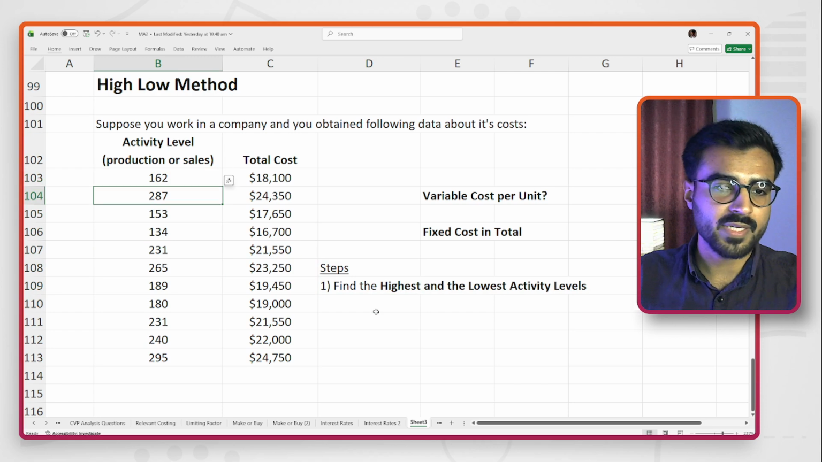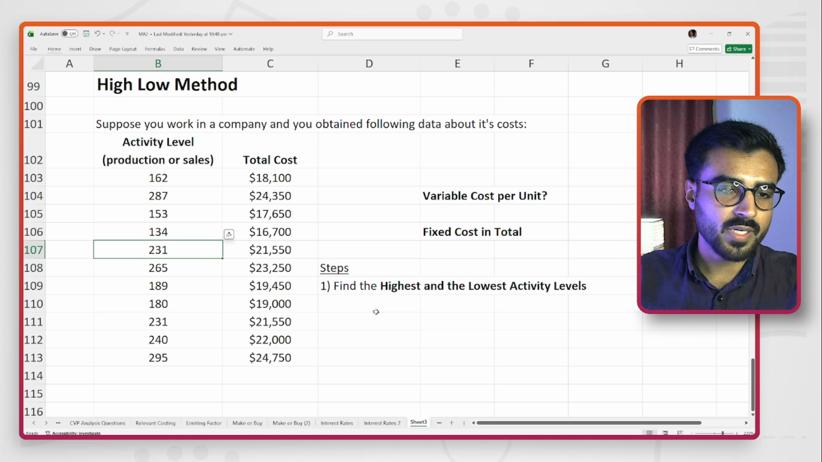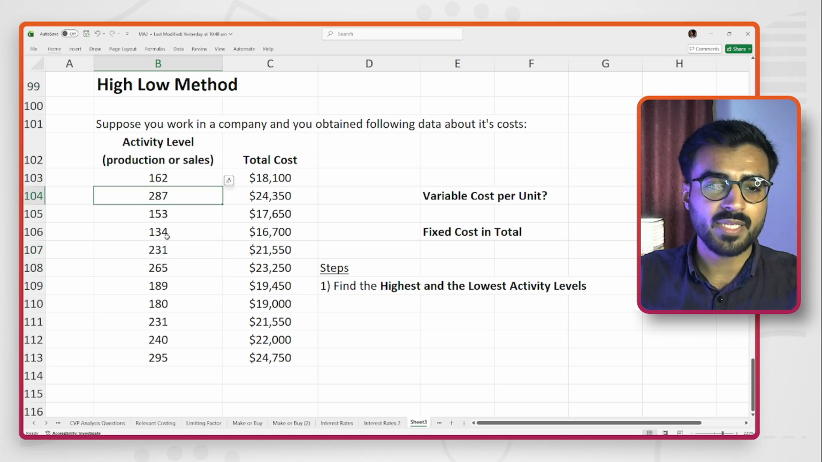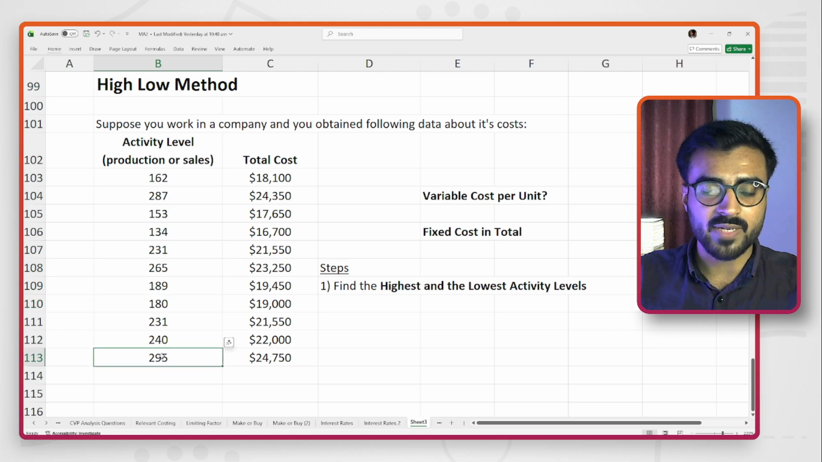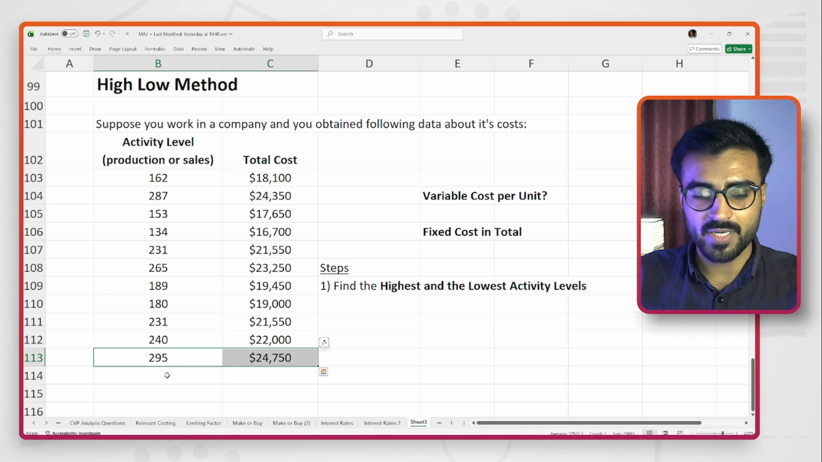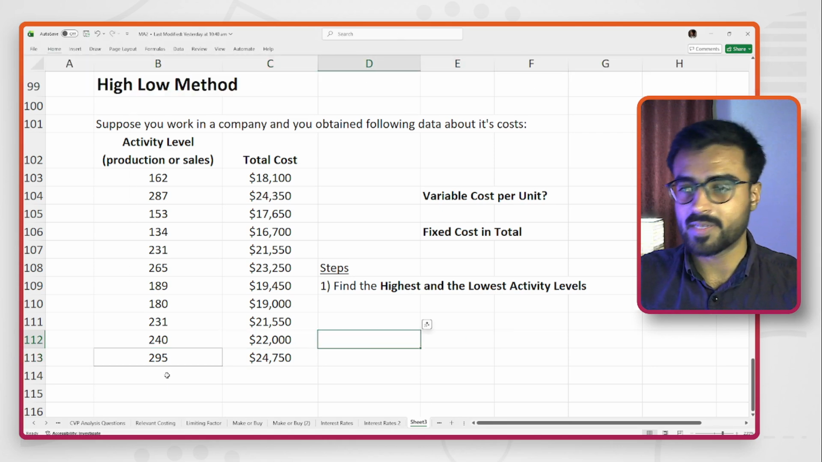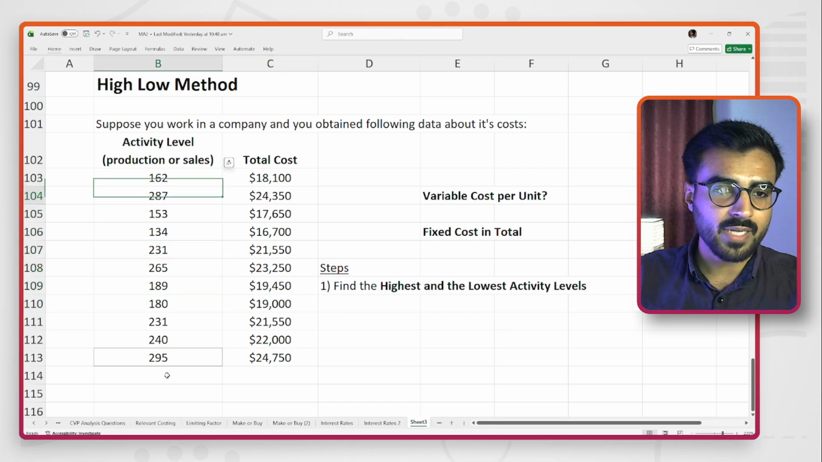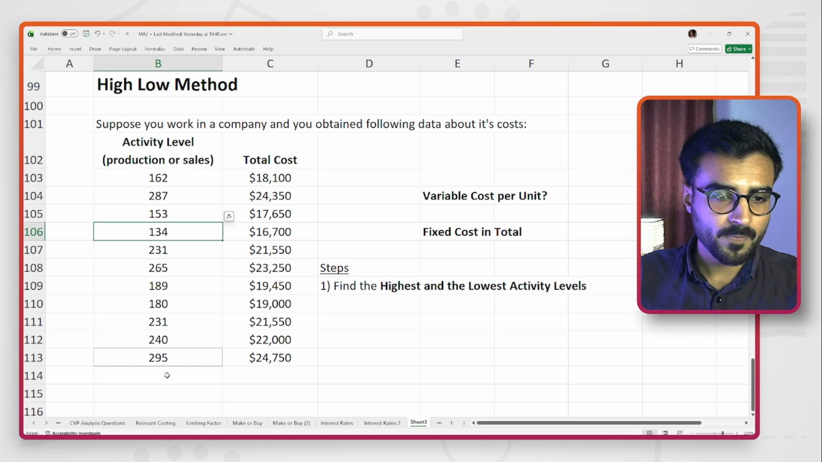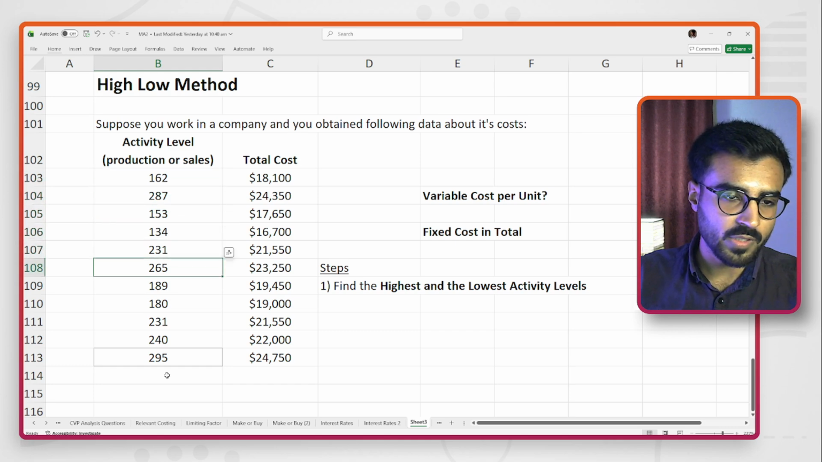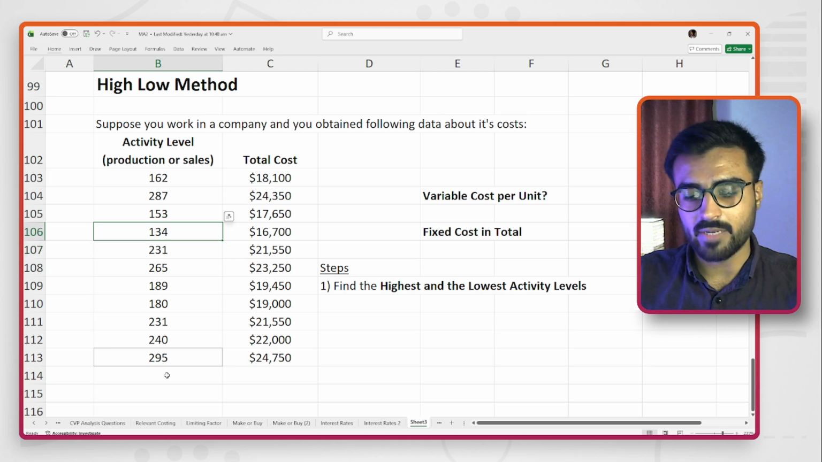So 162, 287, 153, 134, 237. Till now 287 has been the highest, then 265, 189, 180, and the last one is 295. So 295 units is the highest activity level. Now let's spot the lowest activity level. 134 seems low. I think this is the lowest, right? Then 153, 162. Okay, so 134 is the lowest activity level.